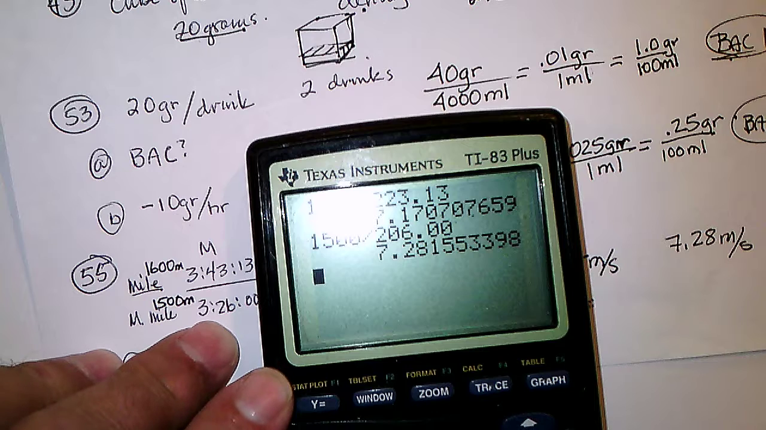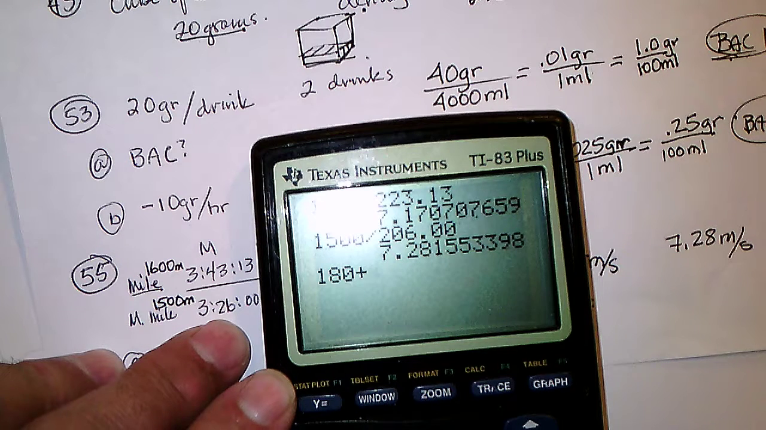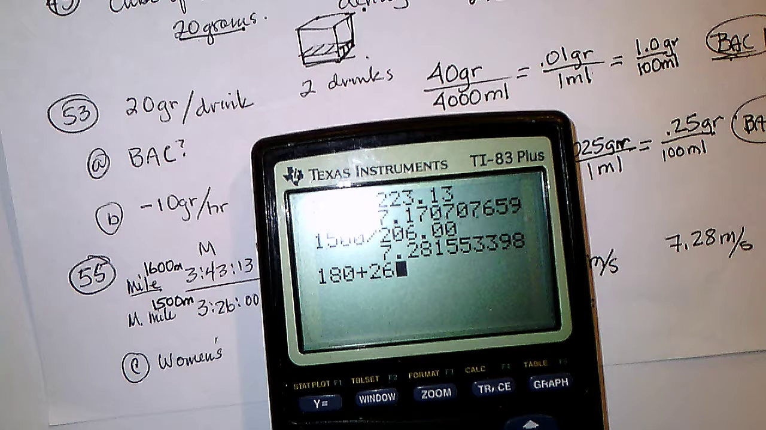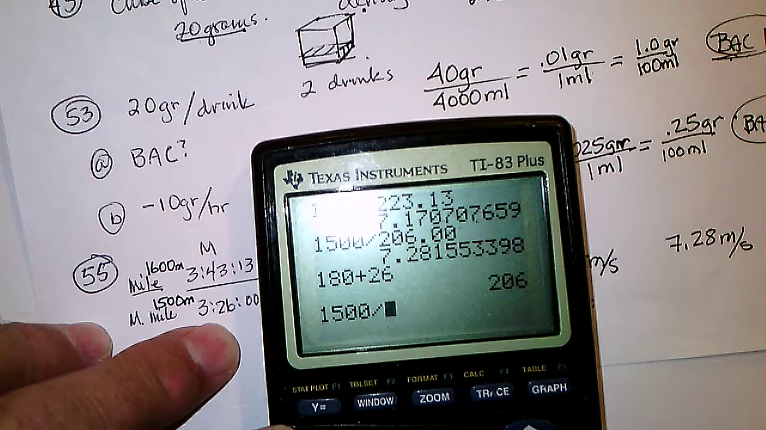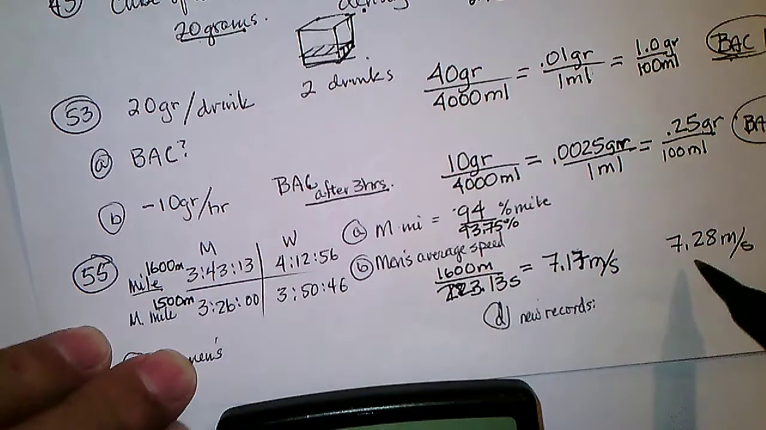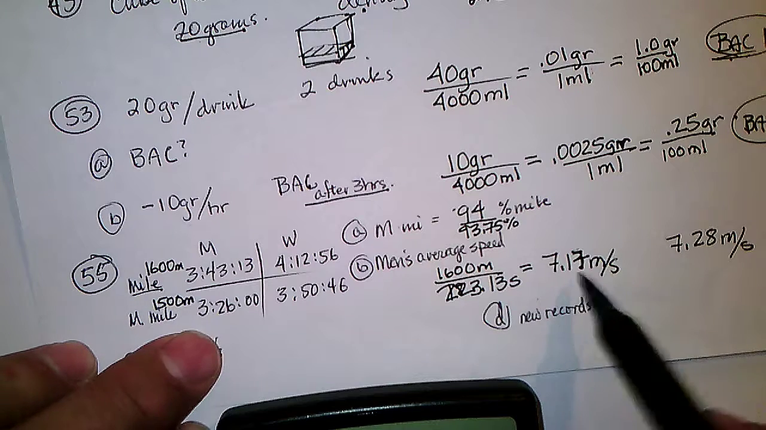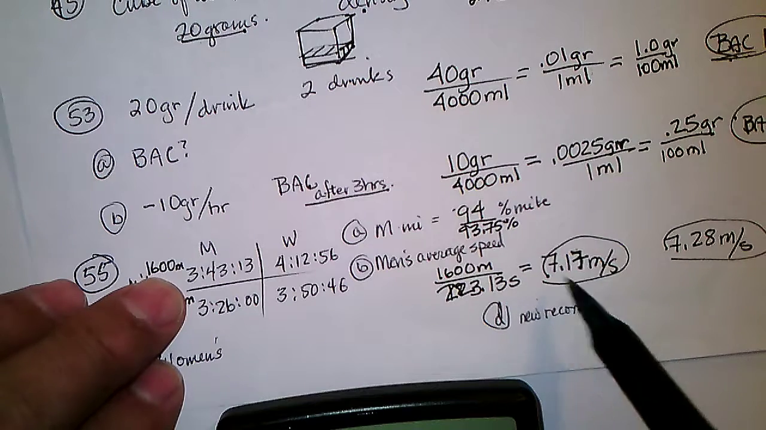See, it was 180 plus 26. I hope I've copied this right. Let me check that. 326, yes. So 206. 1,500 meters divided by 206 seconds is 7.28. So that's right. That speed is a little bit higher than for the 1,600 meter.